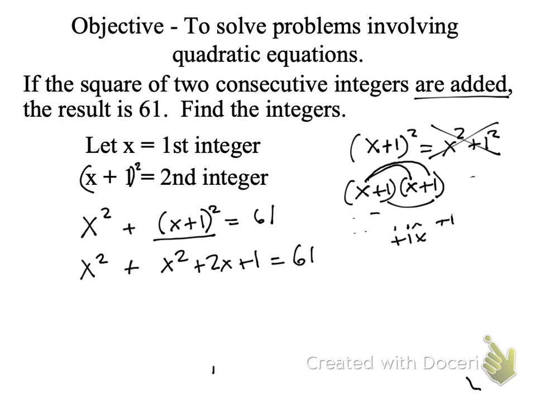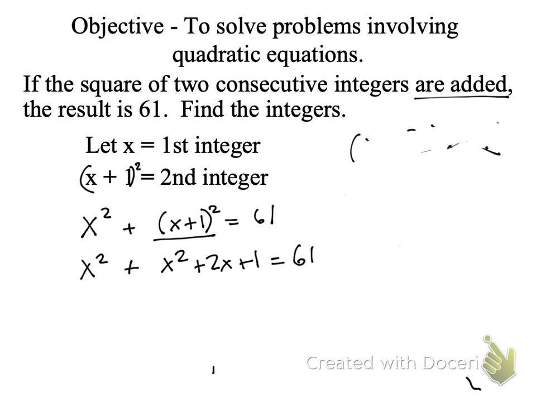Okay, next step. What would we do? Somebody, come on, wake up. I'm tired too. Combine our like terms, right? It's 2x squared. What else could I do? What am I doing with the 61? Subtract it from both sides. Okay, I'm going to combine my like terms and subtract all in the same step.